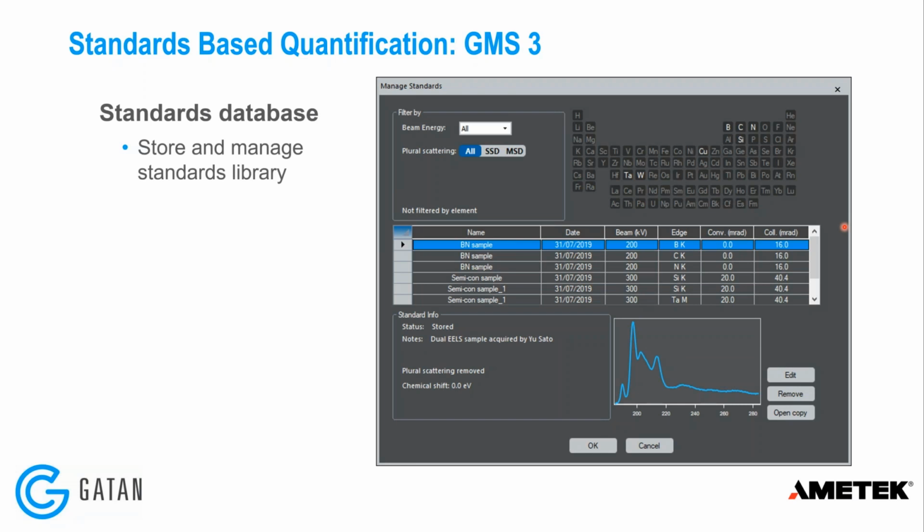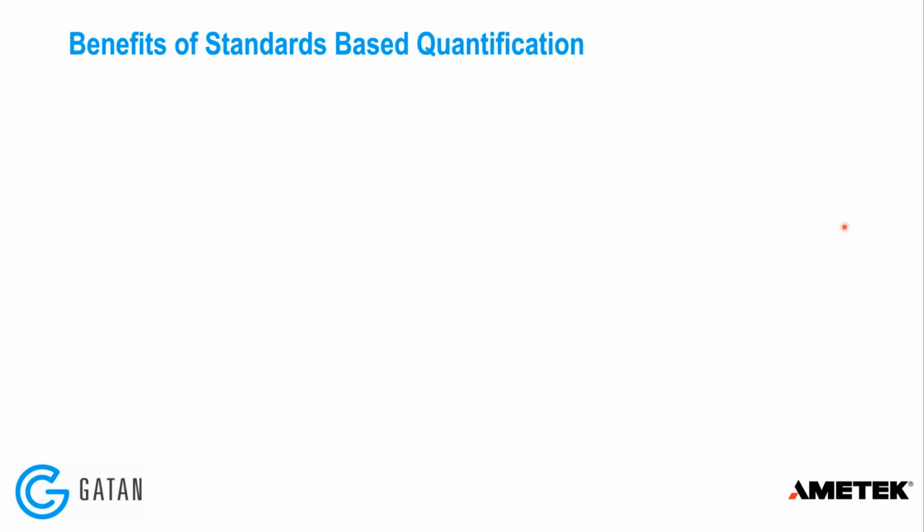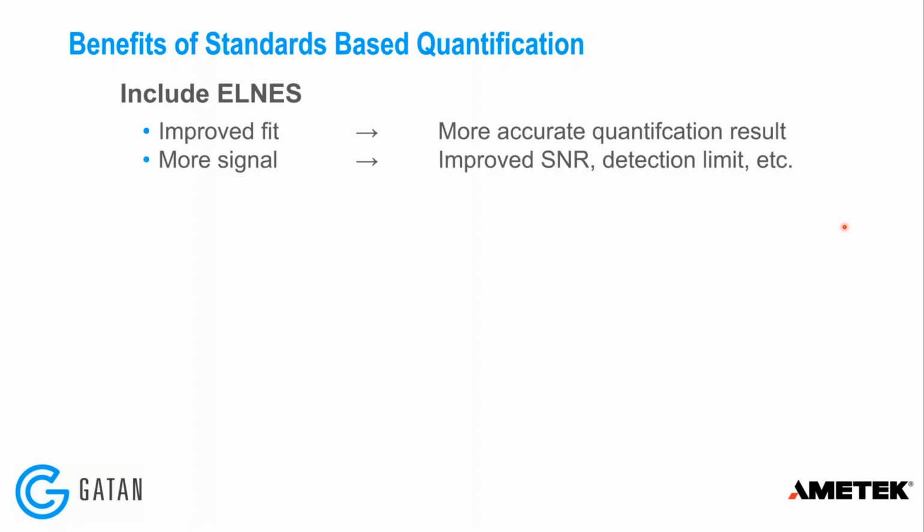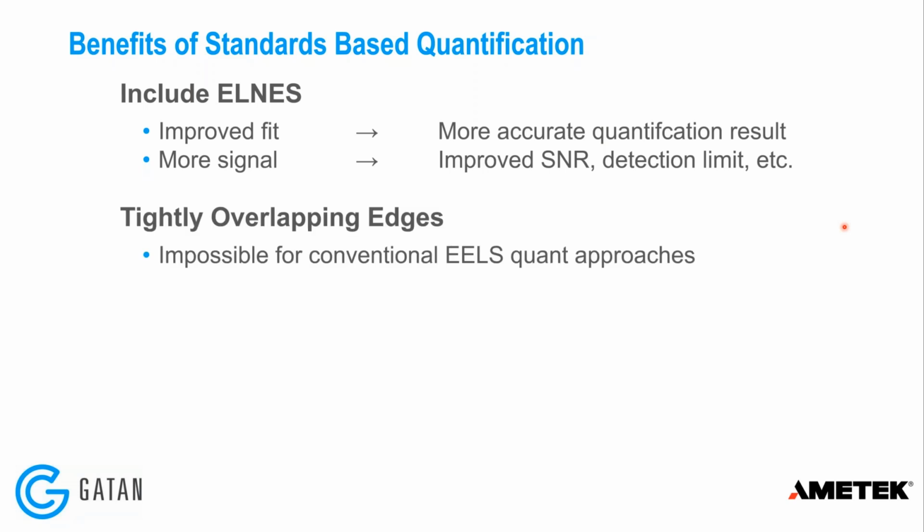So this is the interface. You can populate this with a bunch of standards, then search by element, beam energy, plural scattering, for example. So what are the benefits of standards-based quantification? We can include the ELNES now. This gives us an improved fit and more accurate quantification results. We have more signal, so it's going to improve our signal-to-noise ratio, have impact on detection limits, and so on.